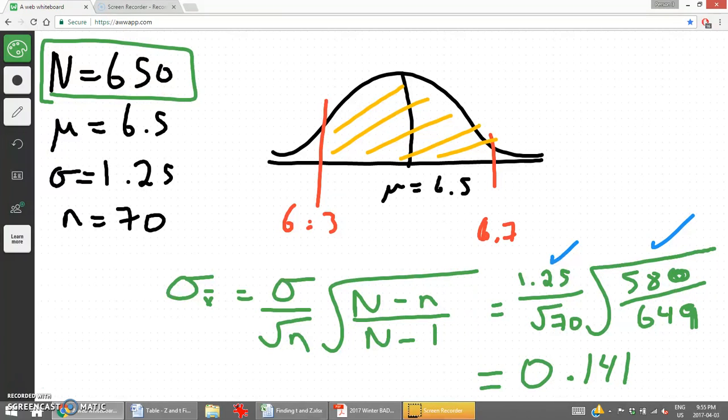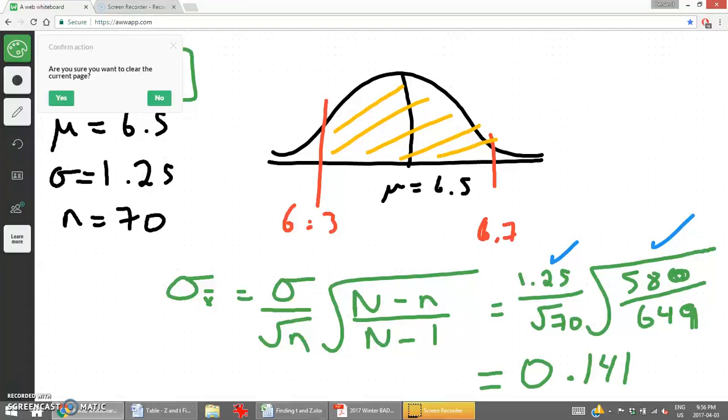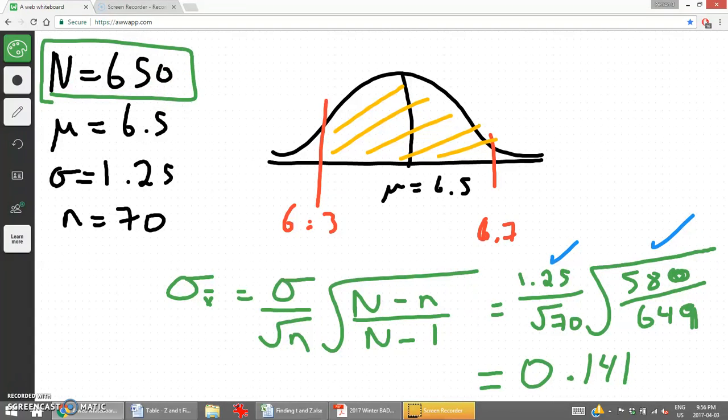So we need that standard error to help us calculate the z values to get the area and our final answer. So let's look at a new page. One second. Before we move on, as I said, anytime you have population size, we're going to have to apply this population correction factor to our standard error.